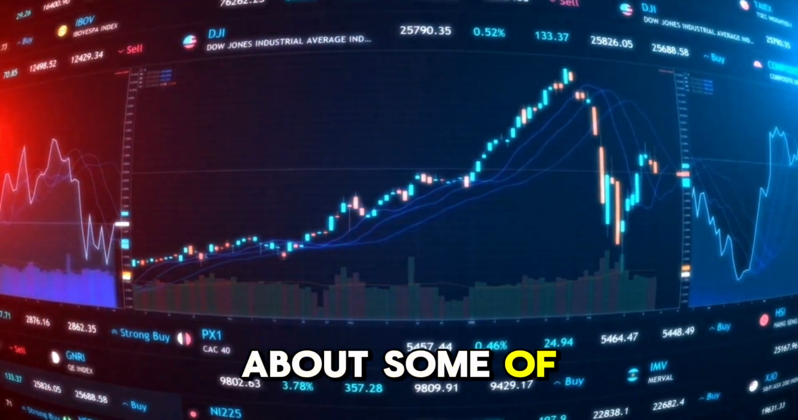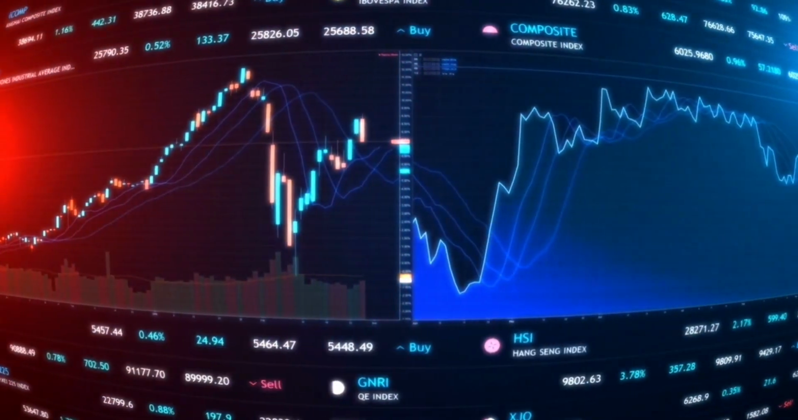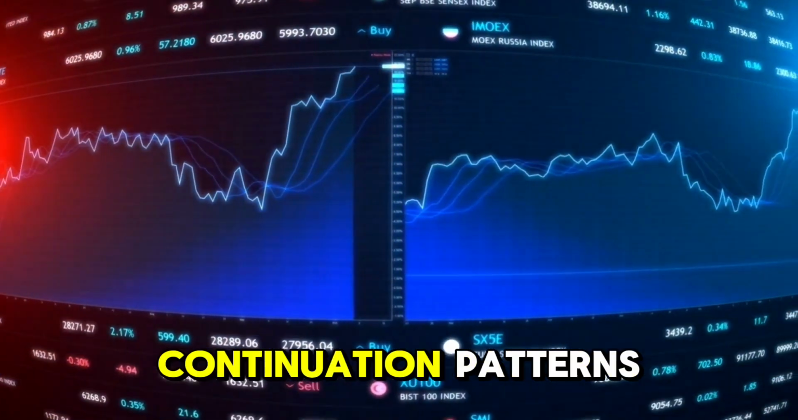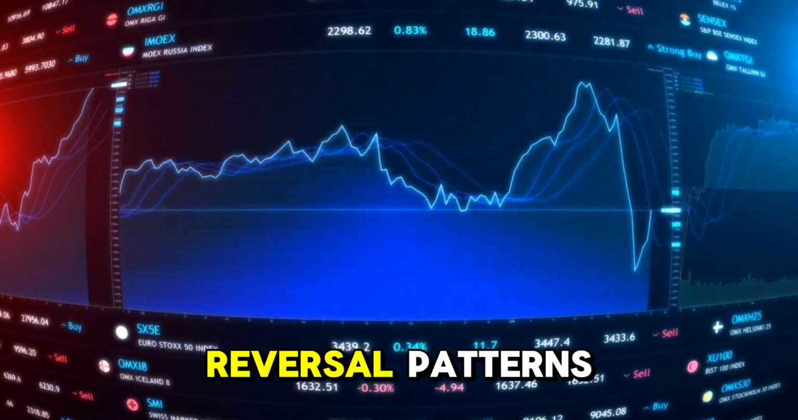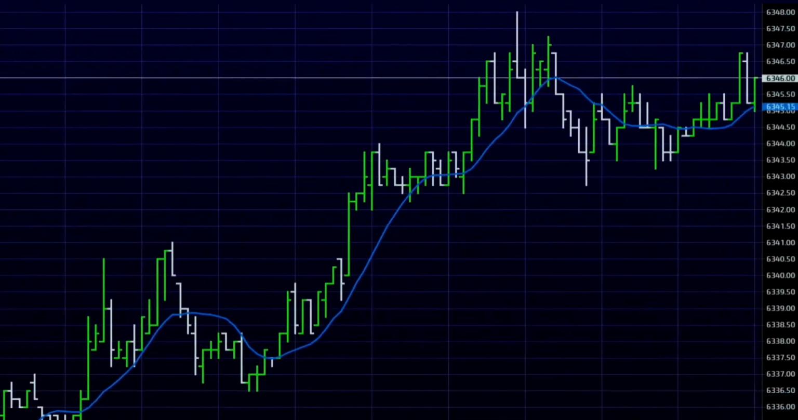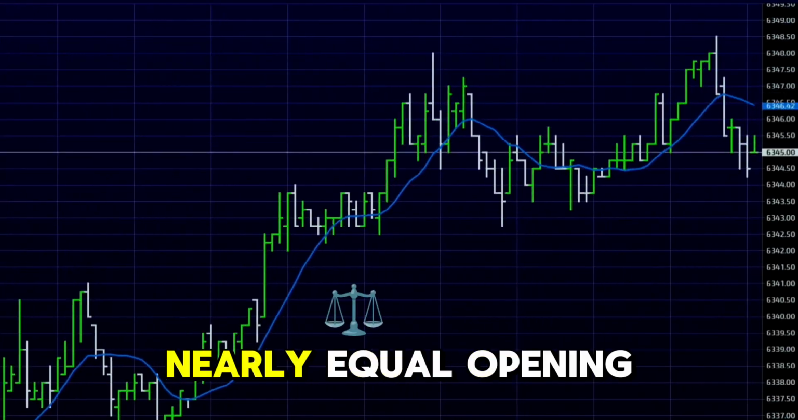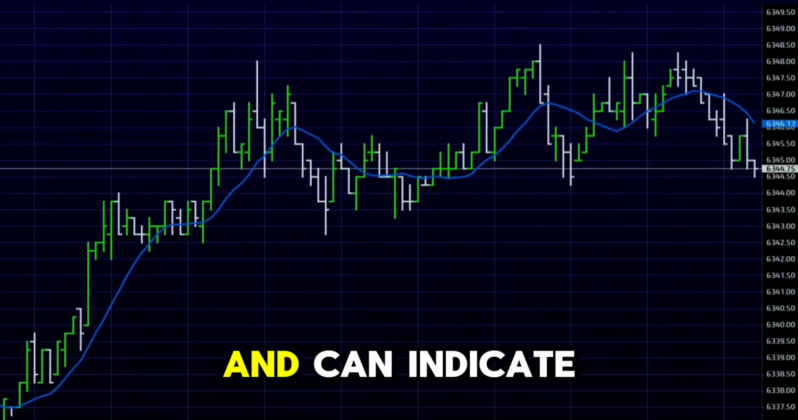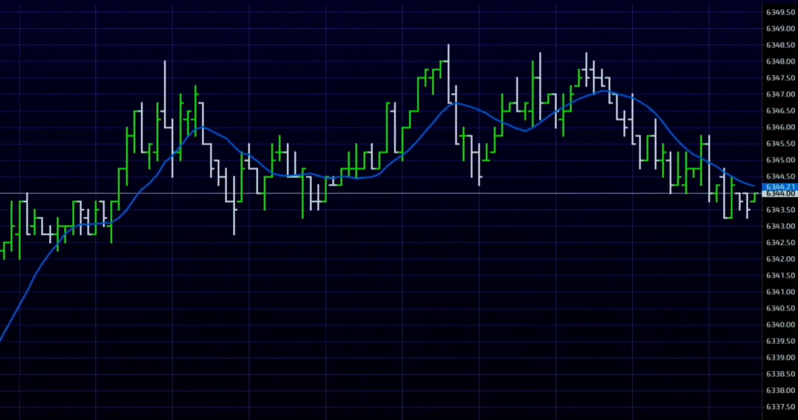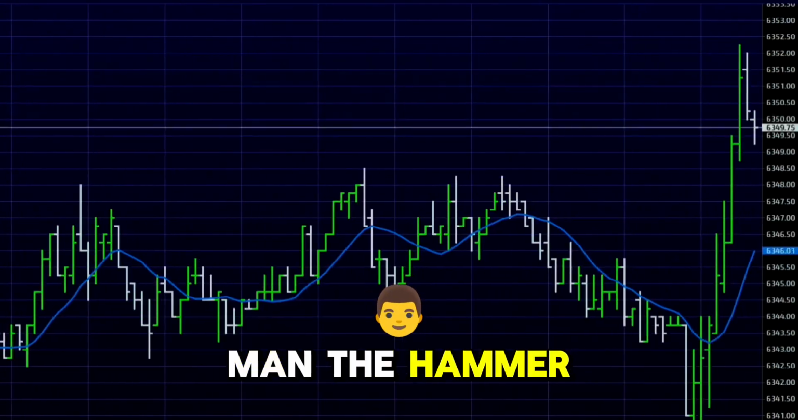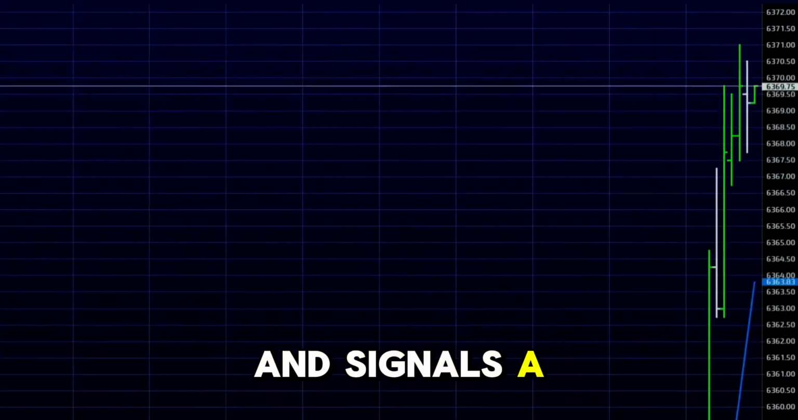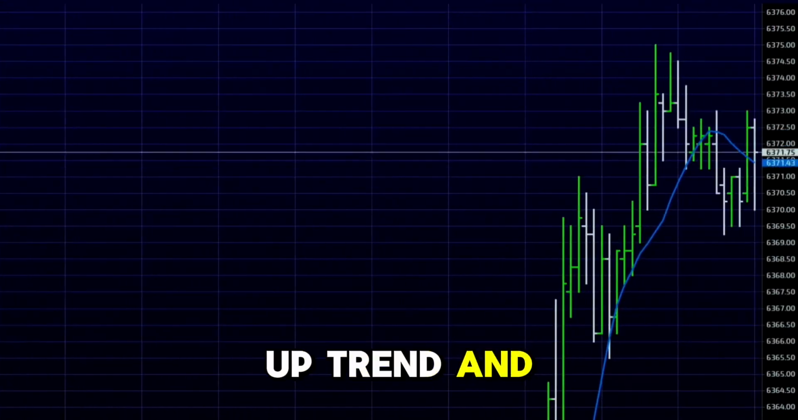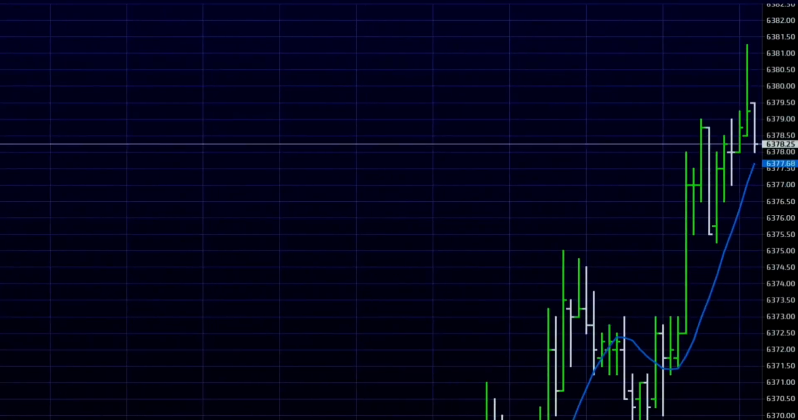Now let's talk about some of the most common candlestick patterns. These are divided into two categories: reversal patterns and continuation patterns. Reversal patterns. Doji. A doji is a candlestick with nearly equal opening and closing prices. It signifies indecision in the market and can indicate a potential reversal. Hammer and hanging man. The hammer appears in a downtrend and signals a potential bullish reversal. Conversely, the hanging man appears in an uptrend and suggests a bearish reversal.